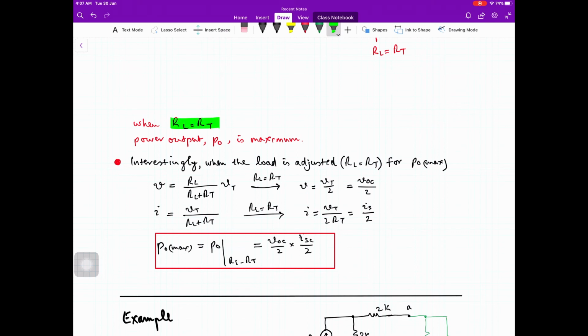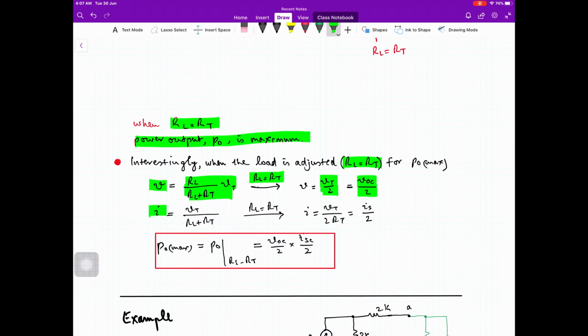When RL is equal to RT, power output is maximum, and interestingly, when RL is equal to RT, the voltage, this is the previous expression of the voltage. If we substitute RL equal to RT, the voltage is VT divided by 2. We know that VT is the maximum output voltage, which is the open circuit voltage. So it is 50% of the maximum available output voltage.